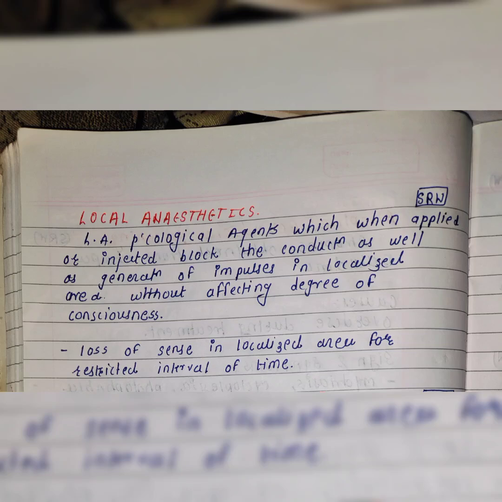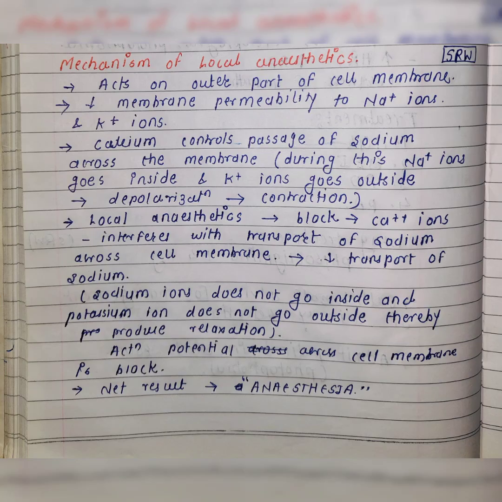Then how do local anesthetics work? Mechanism of local anesthetics. After application, they act on the outer part of the cell membrane. They decrease the membrane permeability to sodium and potassium ions. Now, calcium controls the passage of sodium across the cell membrane, and during this, sodium ions go inside and potassium ions go outside, and this causes depolarization, thereby producing the contraction.